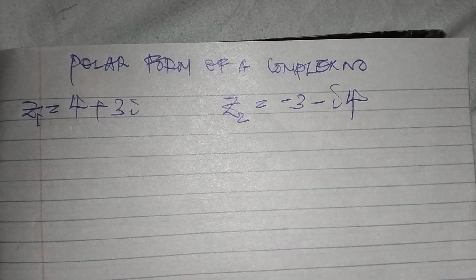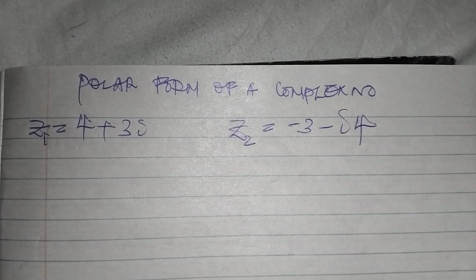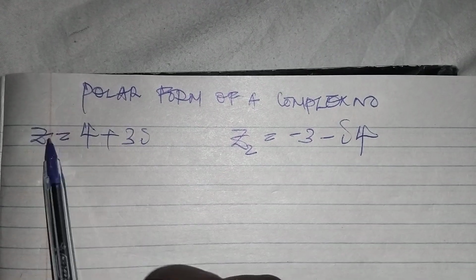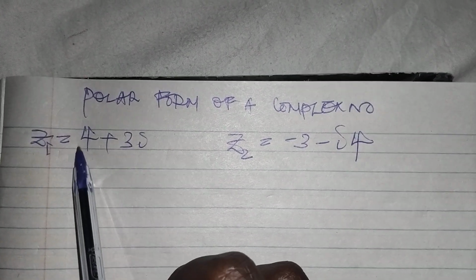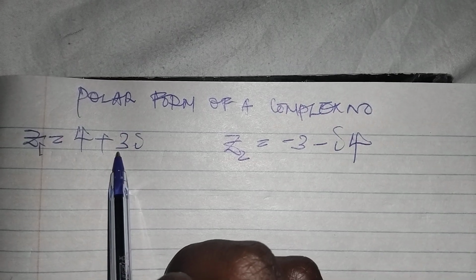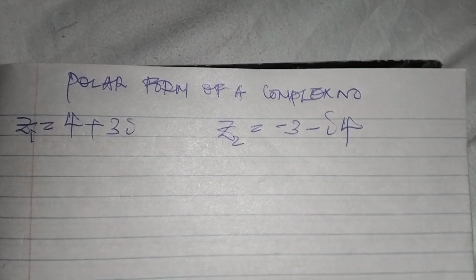Today we want to look at how to change complex numbers to polar forms. We have the first example, z1, which is 4 plus 3i. The coefficients are positive for the real and the imaginary parts. The second one we have is negative 3 minus 4i.